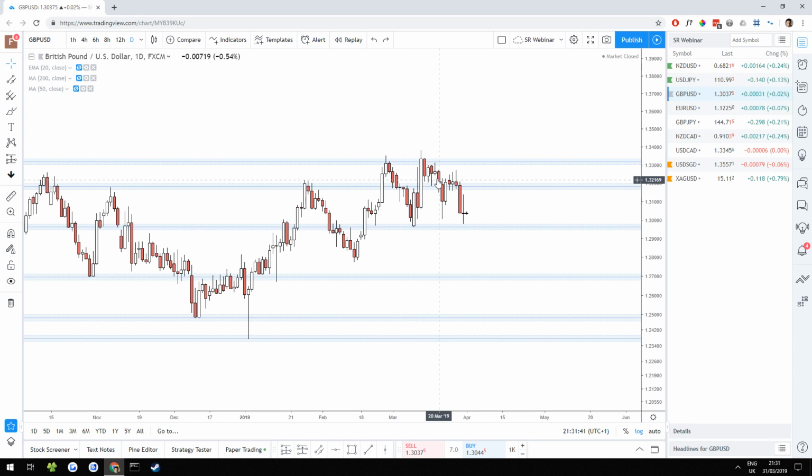What that means is price is kind of messy, and the chart is messy right now on GBPUSD, and understandably so with Brexit going on. So it's best to just not trade it, especially in this area here where support resistance is tightly packed together.